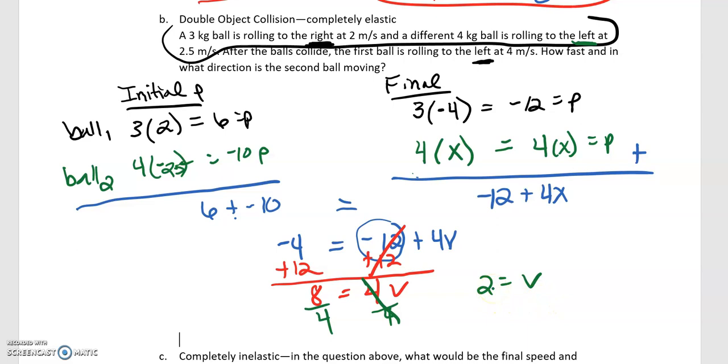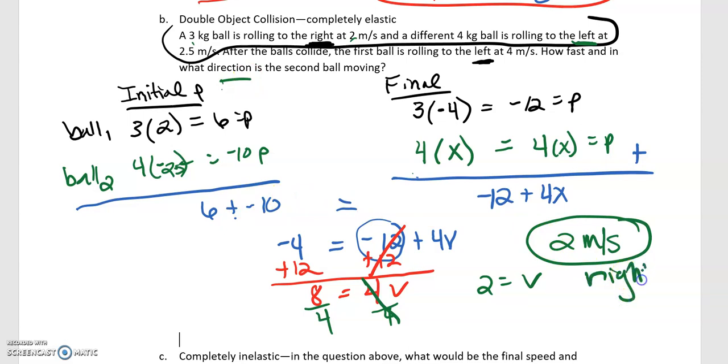Let's check our significant figures. It looks like I only get one significant figure, so I need to put my label in there. And that second ball is rolling 2 meters per second, and then in what direction? Because our answer turned out to be positive, it would be rolling to the right. If our answer had turned out to be negative, it would have been rolling to the left. So that's one way to set it up.